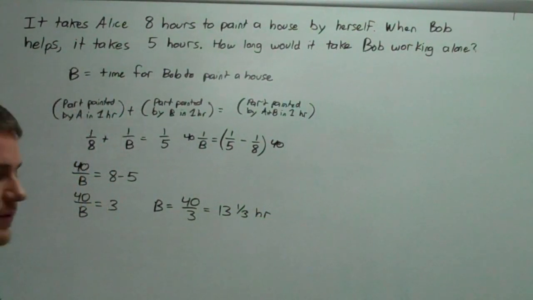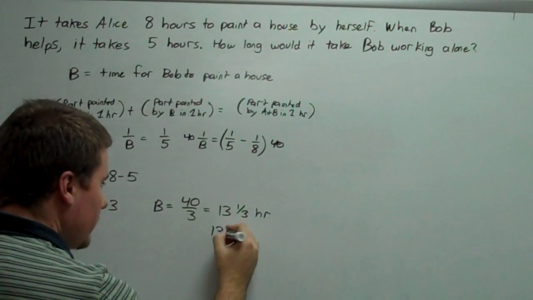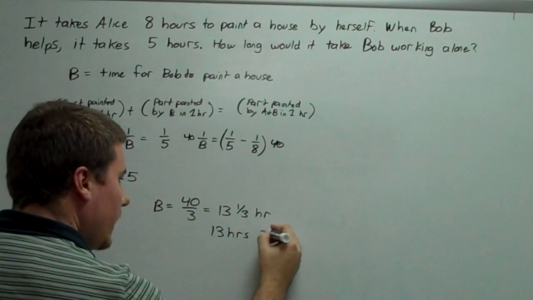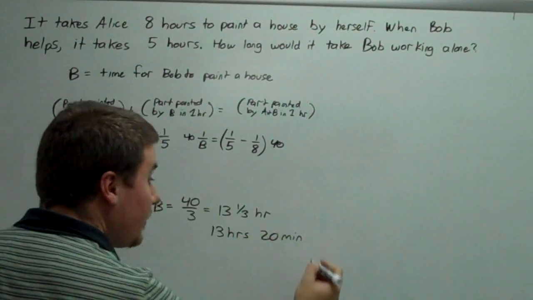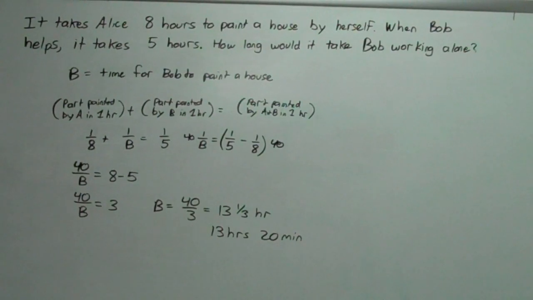But we don't deal in thirds of an hour, so it would be 13 hours and 20 minutes. So Bob is quite the slow house painter, taking 13 hours and 20 minutes to paint a house.